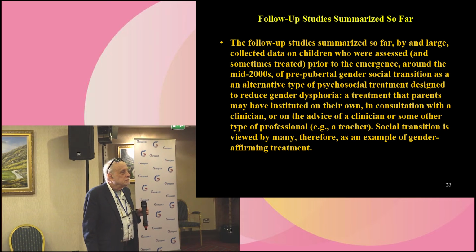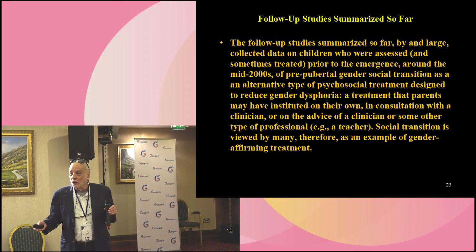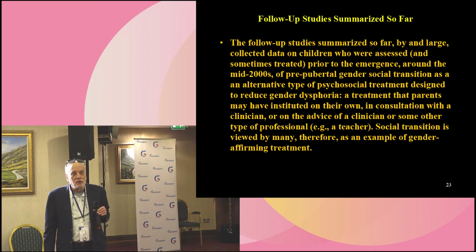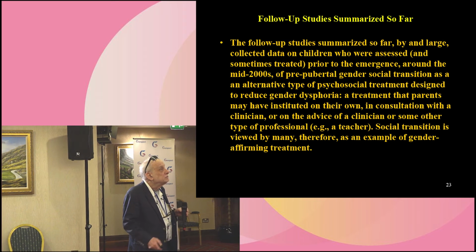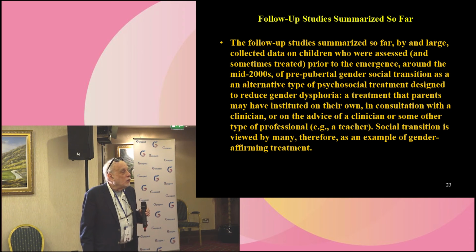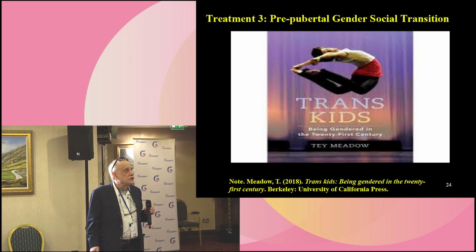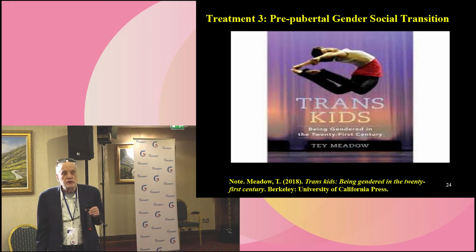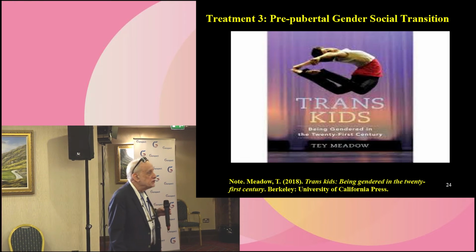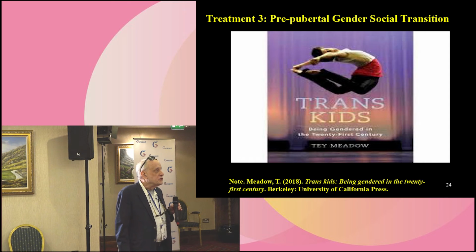And these cases go back a long ways. The earliest case in these follow-up studies was seen in 1954, and the latest in 2008. Now, pre-pubertal gender social transition has become a much more common approach to kids who are being seen in childhood. This is a book by Tay Meadow in 2018.